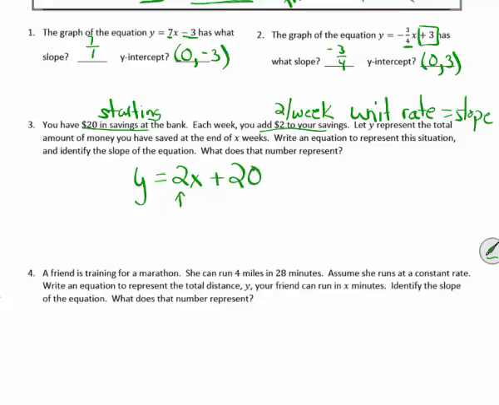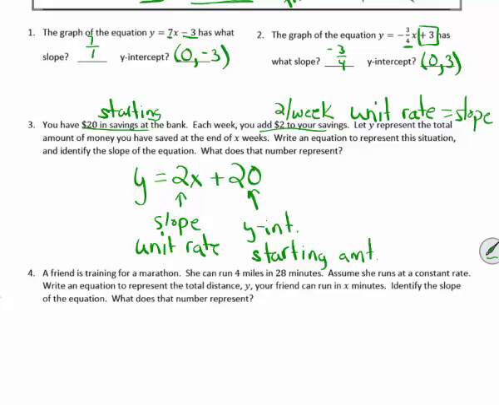So $2, this is your slope. 20 is your y-intercept. Slope is also our unit rate, so $2 a week. And the 20 is your starting point. So I want you to write down both. I'm going to say starting amount because we're talking about an amount of money.